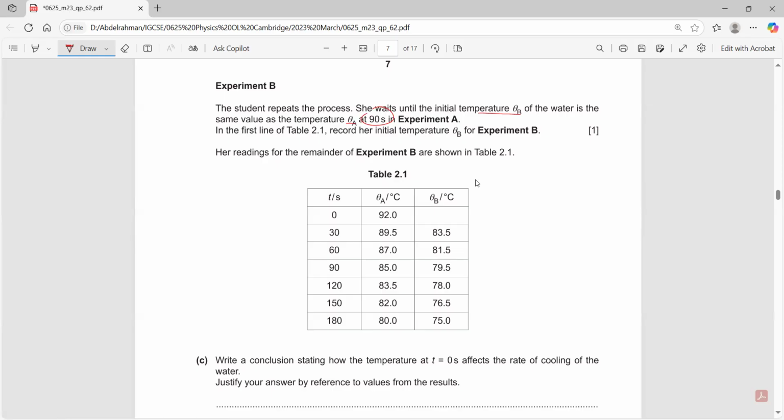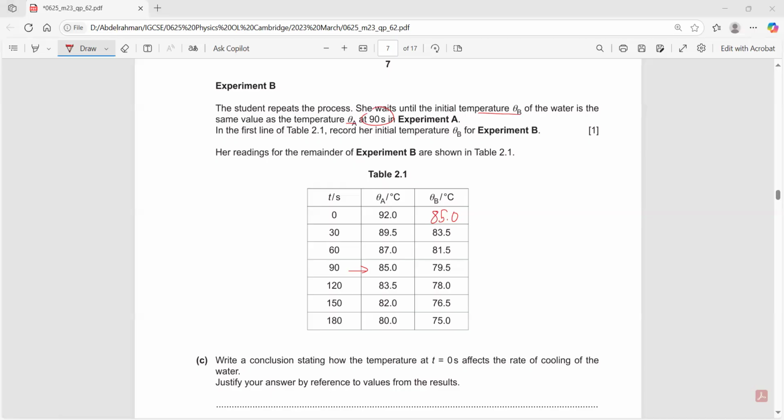What was theta A at 90 seconds? It was 85 degrees Celsius, right? So in the first line of 2.1, should I write 85? Yes, you should write 85. Should I write it just like that? No, 85.0. Why .0? Because all of the readings are three significant figures.